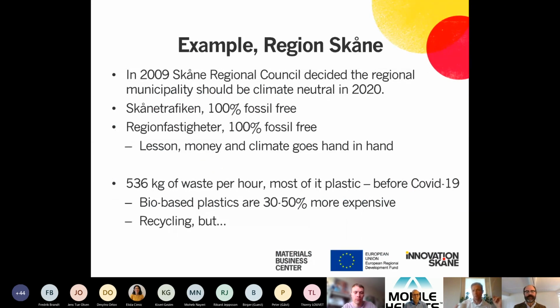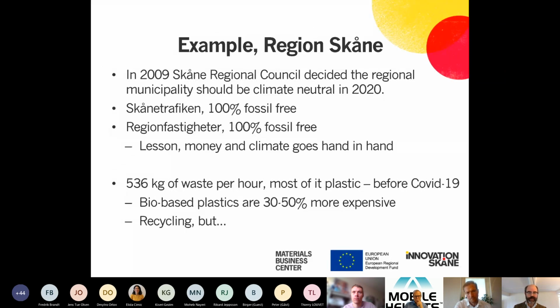I will also just briefly talk about the region and why there is a focus on circular economy. 10 years ago, the regional council decided that the operations of the municipality should be climate neutral this year. And they've almost done it. So the public transport is 100% fossil free and has been for almost 2 years. The hospitals, the facilities, it's 100% fossil free. And this has been achieved without any cost increase. As I was talking about before, when we can do something for the environment and save money at the same time, that's when things happen.